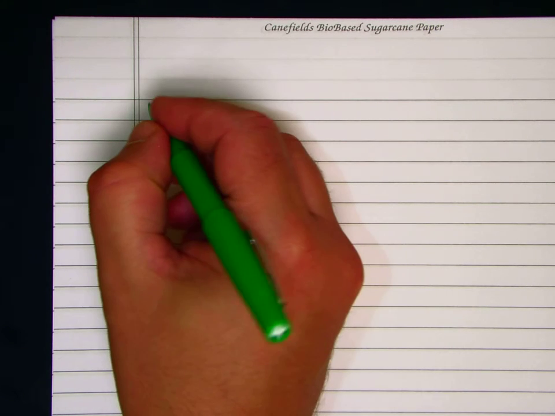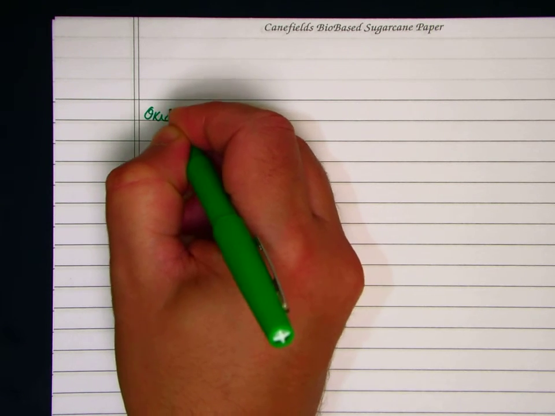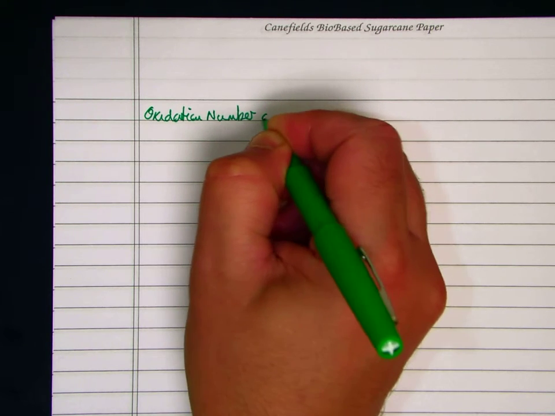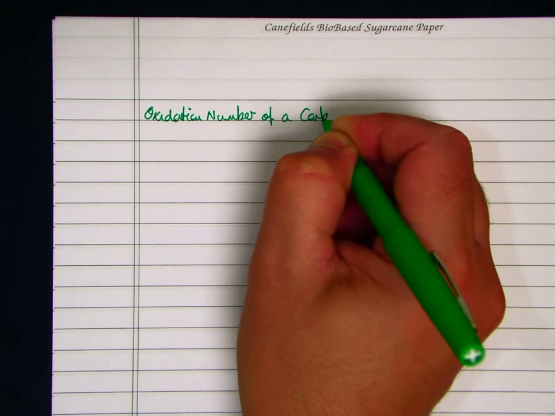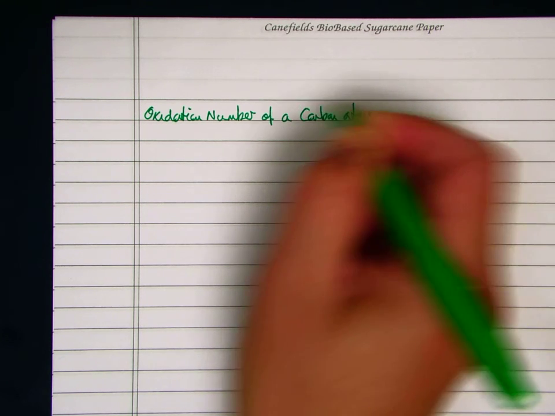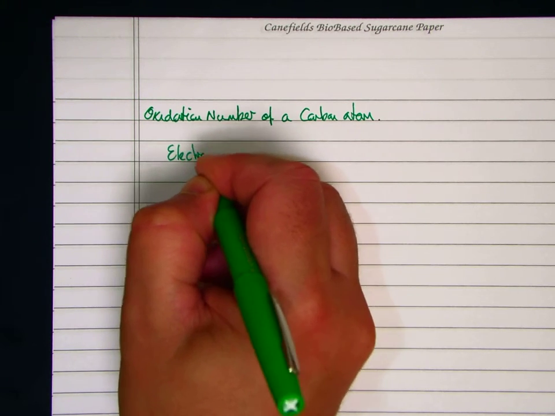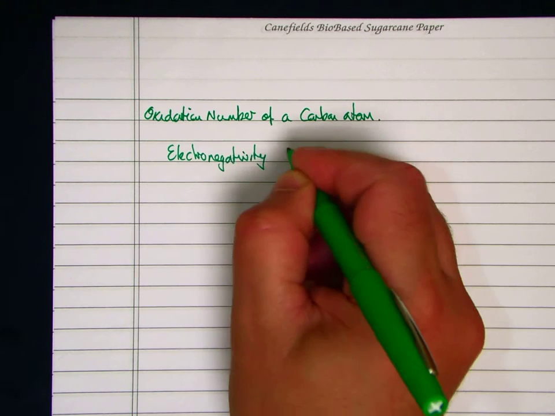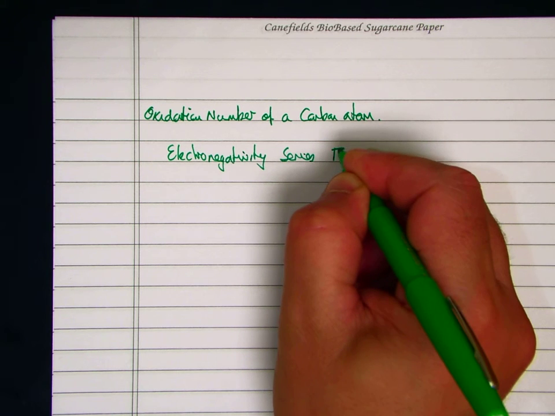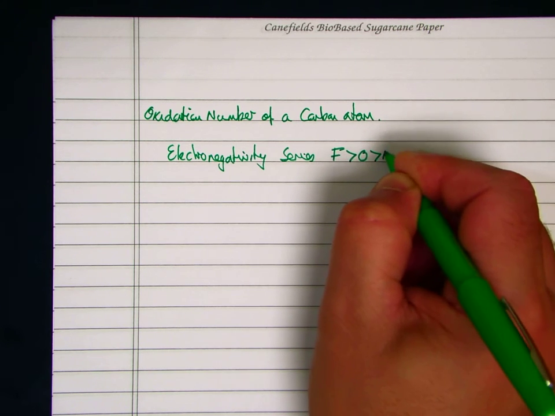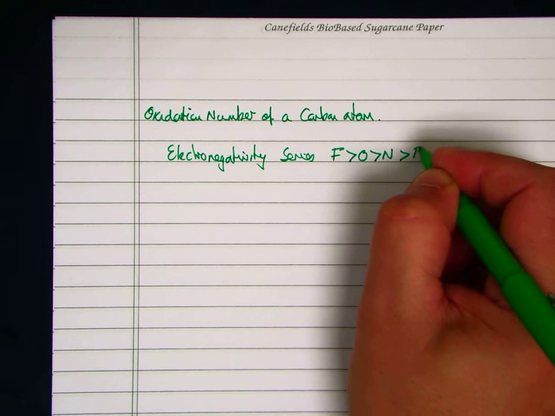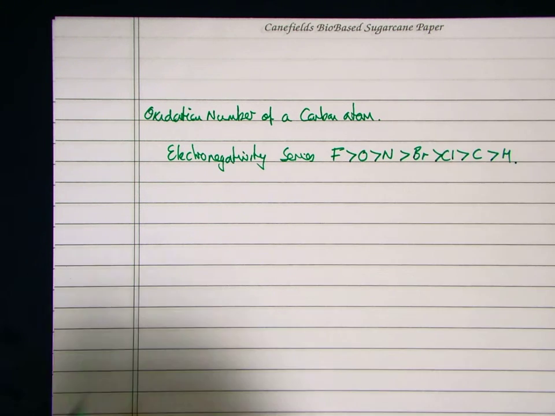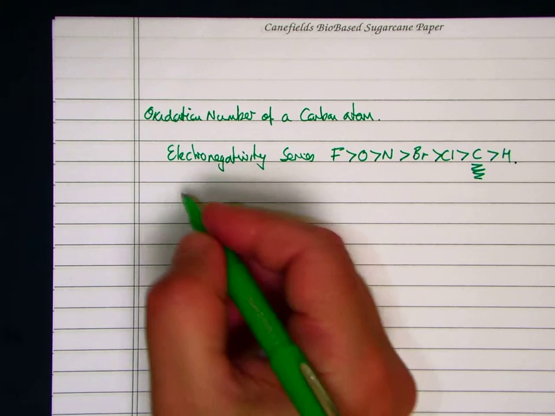Okay, so we're going to calculate the oxidation number of a carbon atom. And as we do this, we've got to remember our electronegativity series. Generally, fluorine is more electronegative than oxygen, which is more electronegative than nitrogen, which is more electronegative than bromine, chlorine, and carbon, and hydrogen. So we can see that carbon is here.